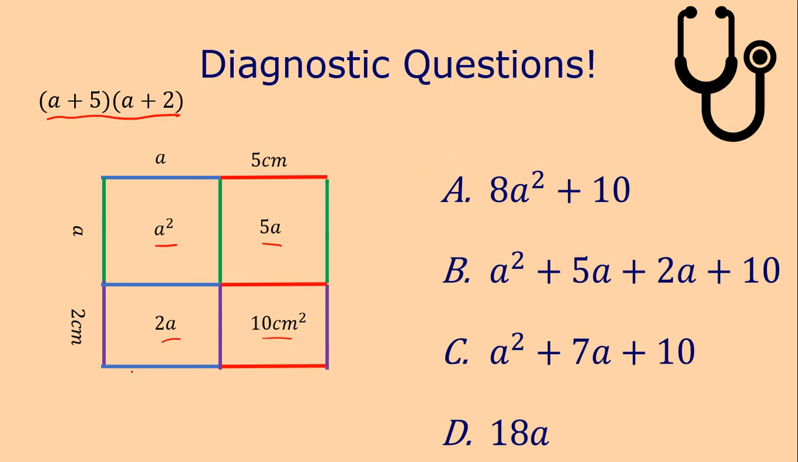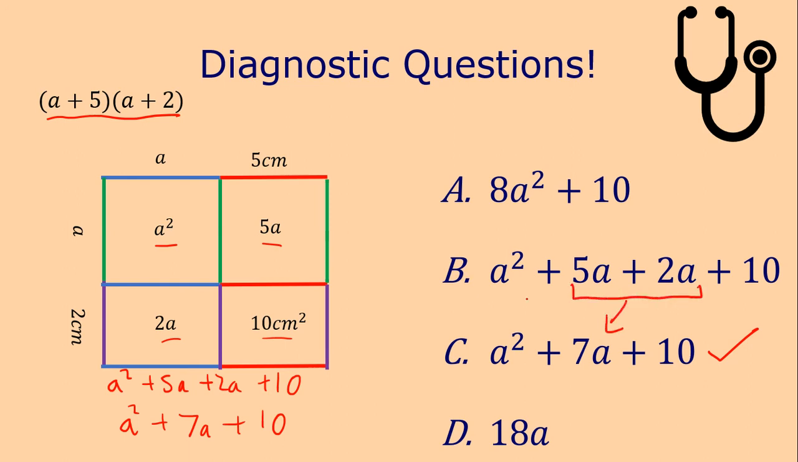Okay, so what you should have is a squared plus 5a plus 2a plus 10. We're just adding all the things up. And then we simplify those a terms to get this. So we can see that this is the correct answer, C. B is nearly there, but what they've not done is simplify this. So B is wrong only because it's not finished. It's part of the working out, but it's not actually the completed thing.